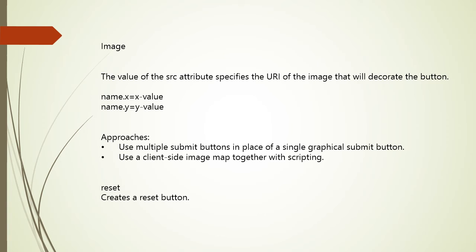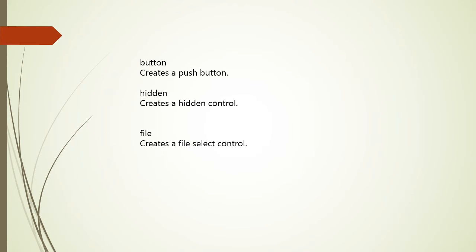Next is reset. It creates a reset button. Button. It will create a push button. You should use the value of the value attribute as the button's label. Hidden will create a hidden control. File. It creates a file select control.